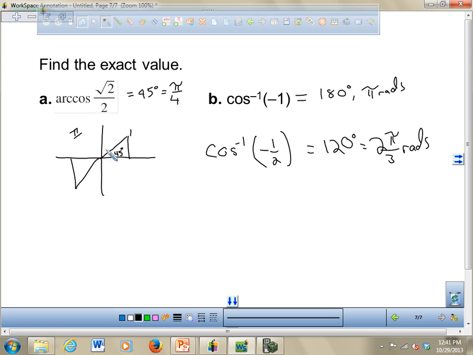So cosine is also negative 1/2 here, but the inverse cosine, in order to make it a function, I can only have one answer out. So the answer that it's going to give me is in the first or second quadrant, and it's going to be over there. All right? Yes? Good. Okay. So going back, where did my PowerPoint go?